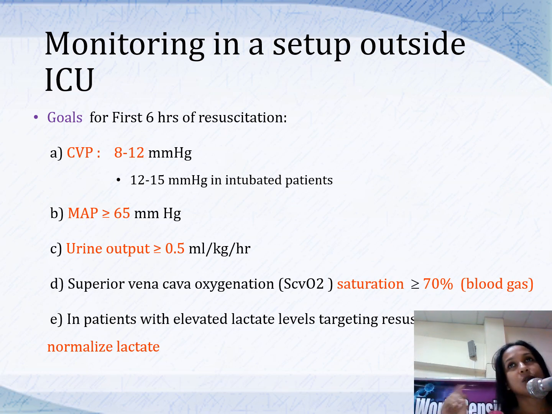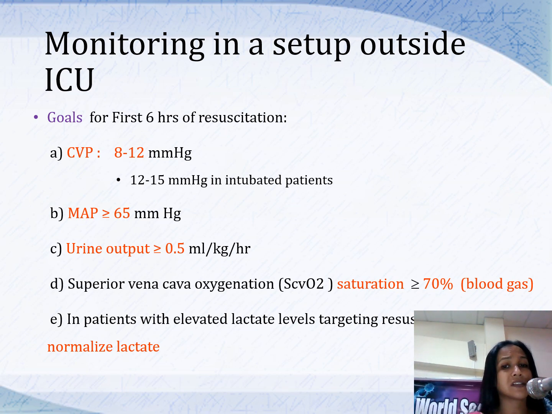But the advantage of having these targets is that you have a target. Otherwise, you don't know when to stop or whether to give more fluids. So, as a rough guide, you can always measure the MAP. You can always measure the urine output. If you have a central line, you can go for that CVP target.